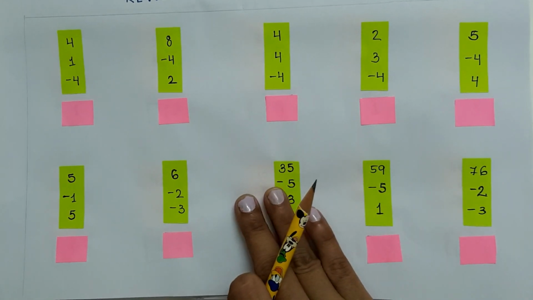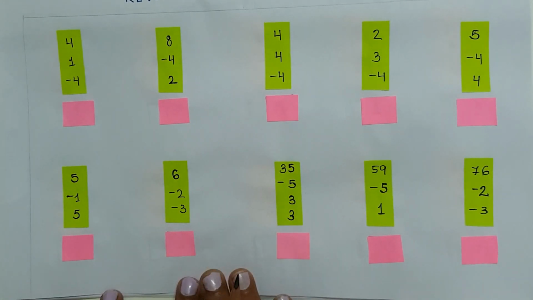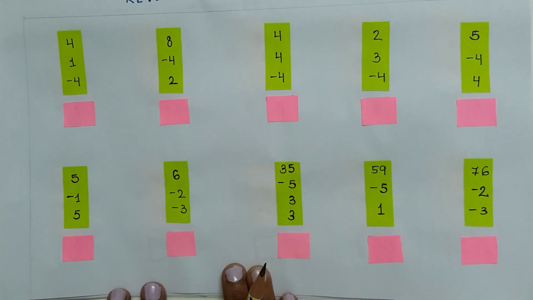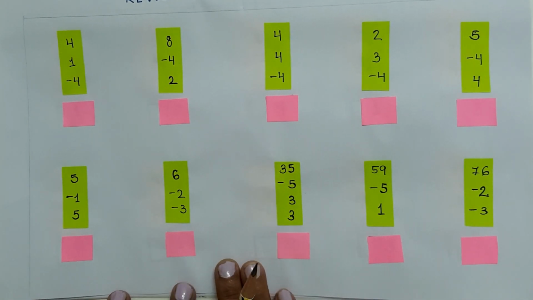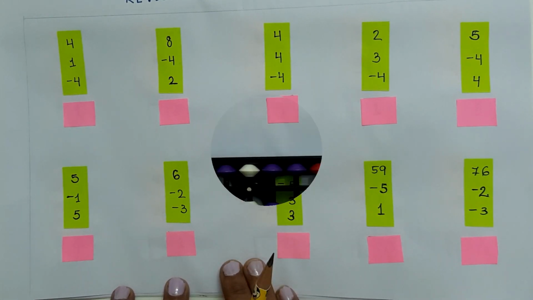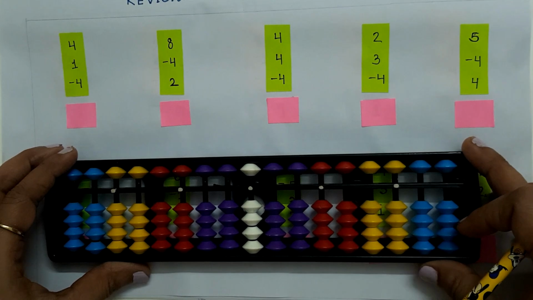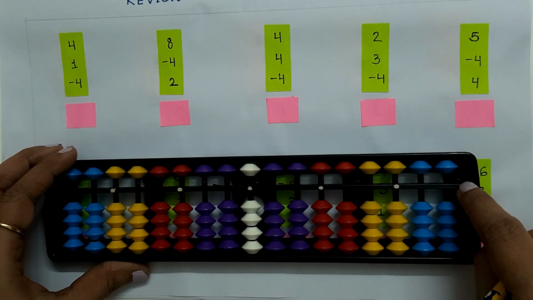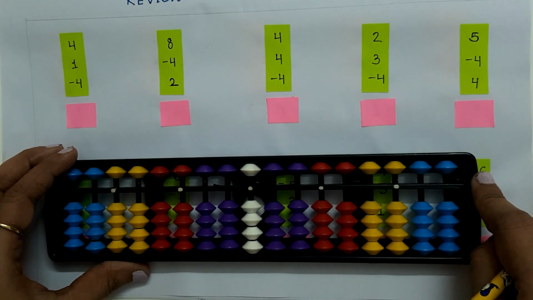Here is your revision exercise 1. Here we have 10 examples. Out of 10 examples, in some cases we need to apply only one formula. In some cases we need to apply more than one formula. My tool is now set for the calculation. No beads are touching the answering bar. Now we can start our calculation.